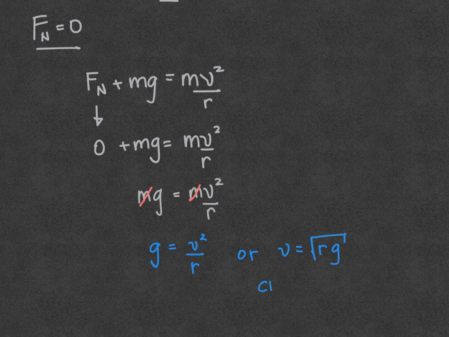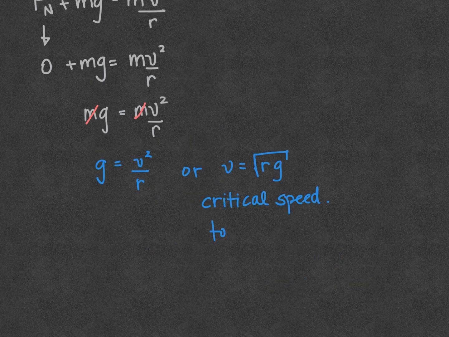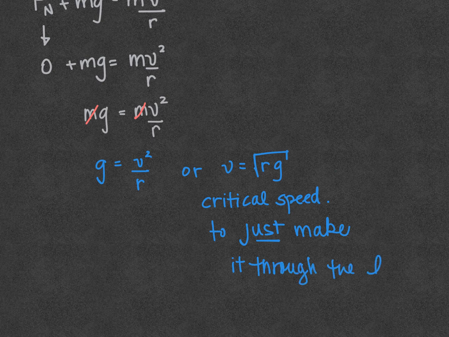And this is the same critical speed equation that we derived earlier for when you're on top of the Ferris wheel or over the top of a hill. But in this case, instead of it being the maximum speed to stay on the hill, this is the minimum speed to just make it through the loop and not fall off.